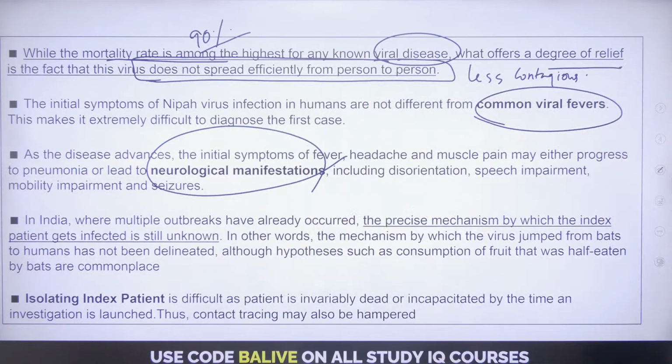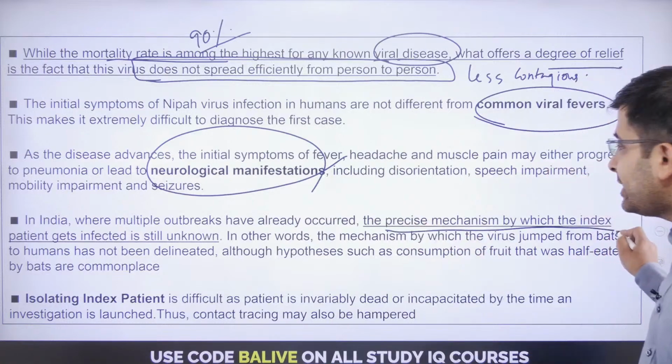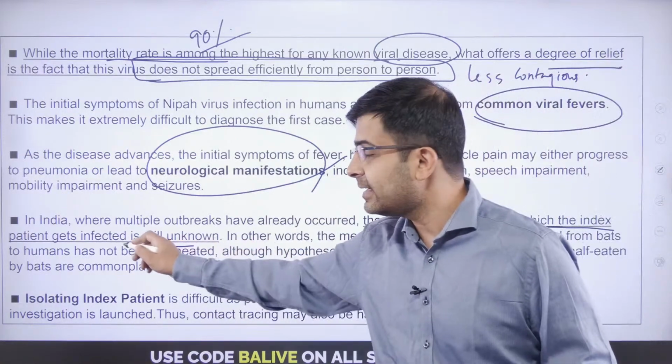Now let's look at the problems that we face in India. Number 1 is that the precise mechanism by which the index patient gets infected is still unknown.